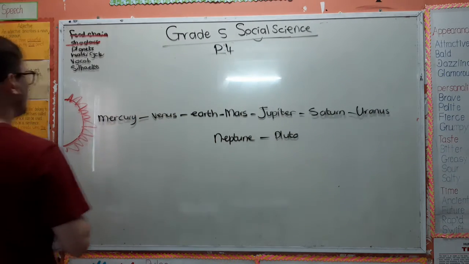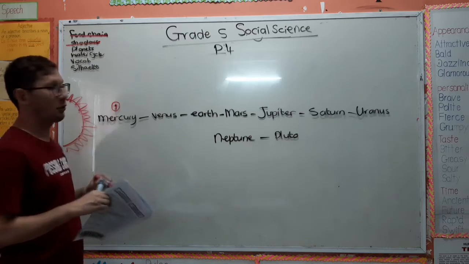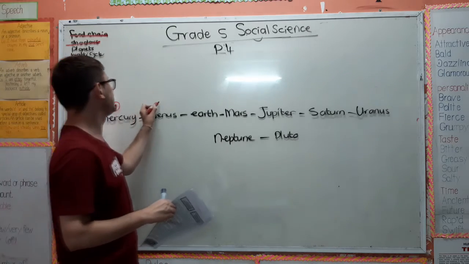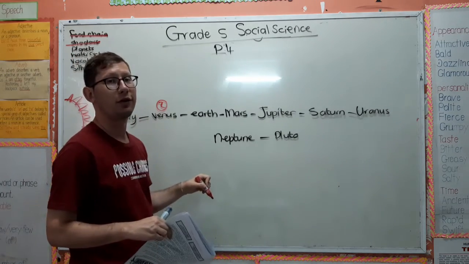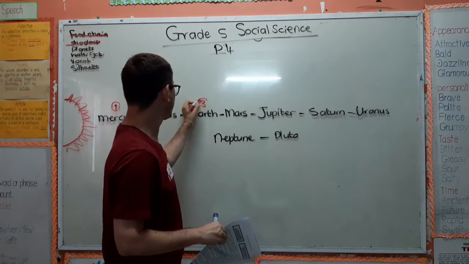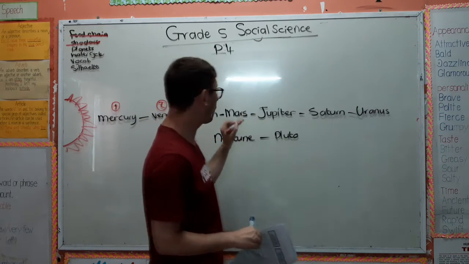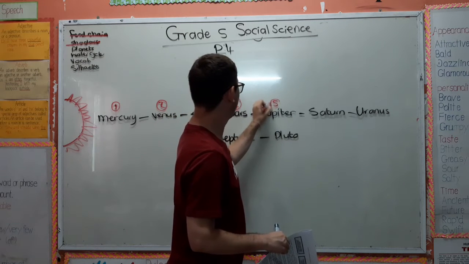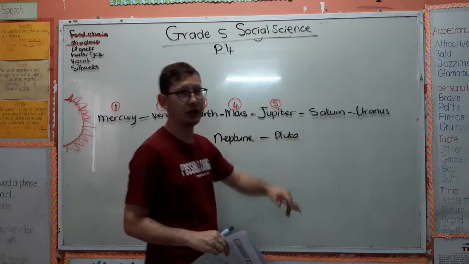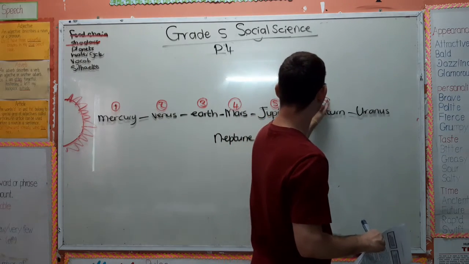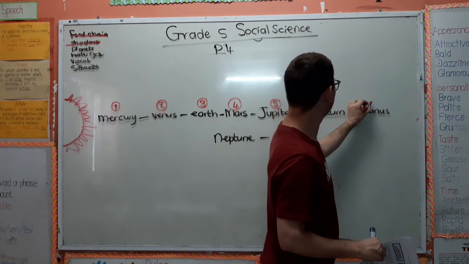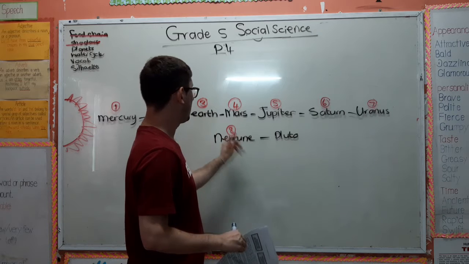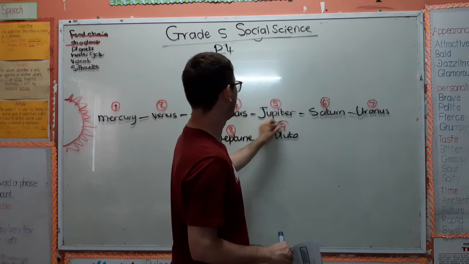Let's count. We have Mercury is number 1 in the solar system, which is the closest to the Sun, okay? Venus is the second. Earth is the third. Mars is fourth. Jupiter is fifth. Saturn is sixth. Uranus is seventh. Neptune is eighth. And Pluto is 9.